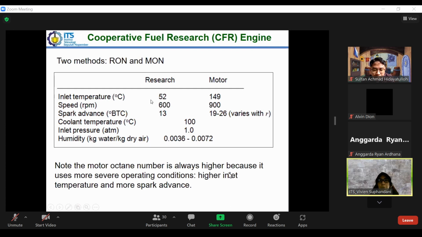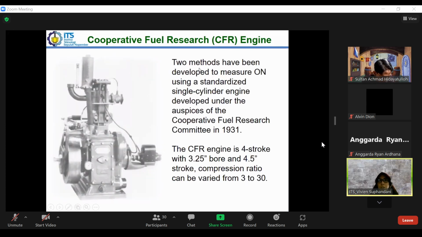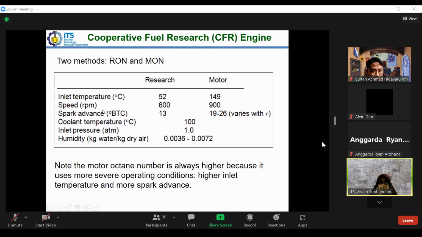And then we can perform two methods in the engine, because the compression ratio can be varied, and also we can vary the speed and the spark timing. So here we have two methods, the RON or MON number. RON stands for research octane number, and MON is for motor octane number. What is different is that the operating condition is different.